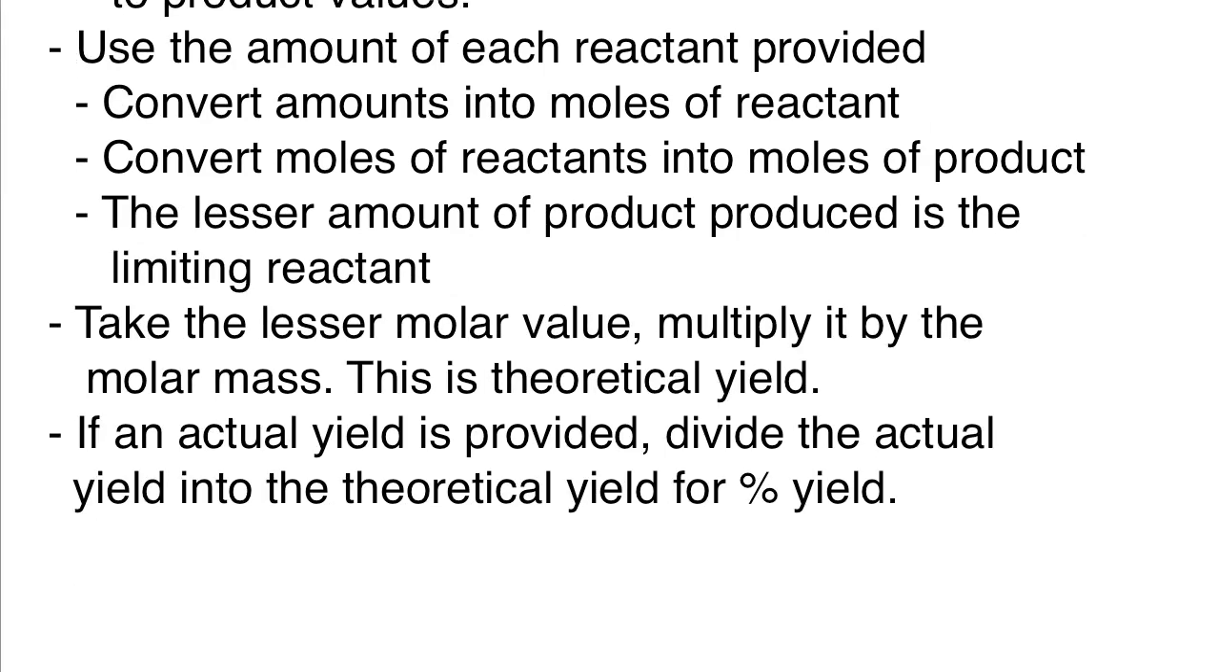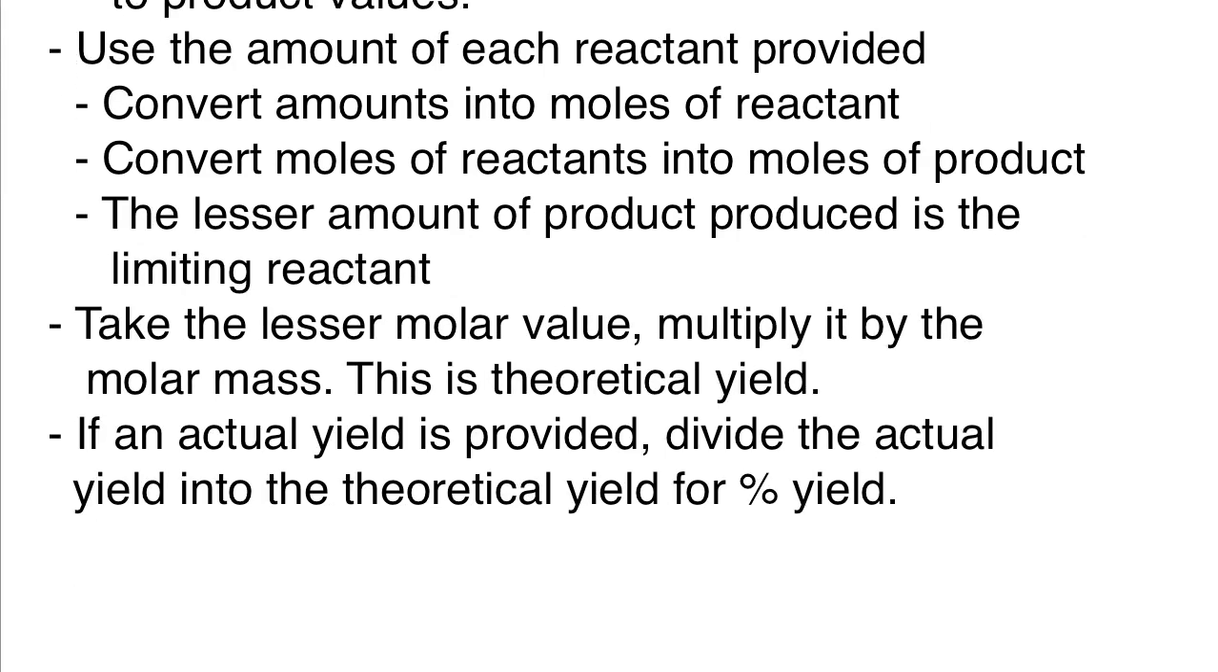So once I've determined the limiting reactant, I really have my theoretical yield, but I have it on a molar basis. I want to convert it to grams. So you're going to take that lesser molar value that the limiting reactant provided and multiply the moles of that potential product by the molar mass of that product. The grams that come out of that will be the theoretical yield in grams for that reaction. Now, if the question was asking you for it in moles, then you would already be set at that point.